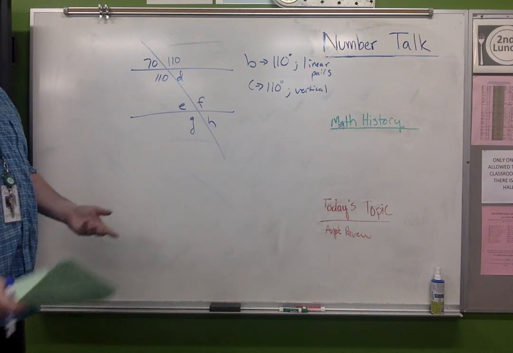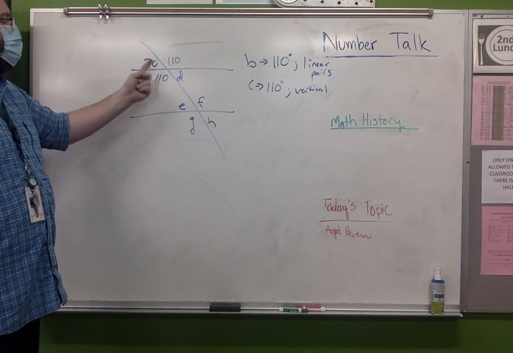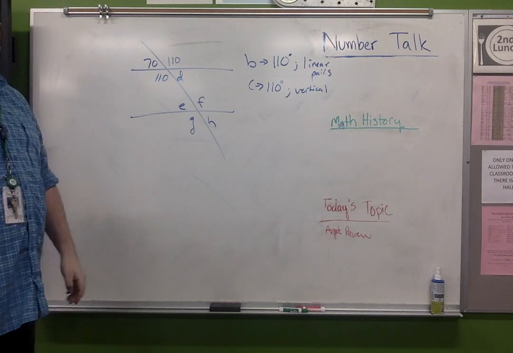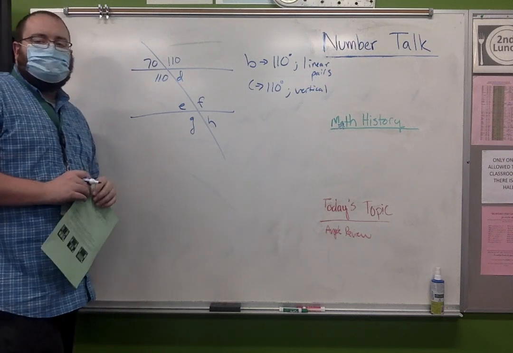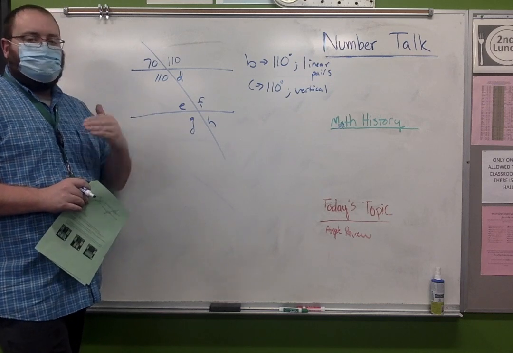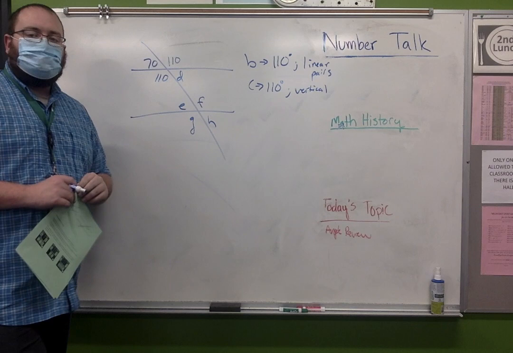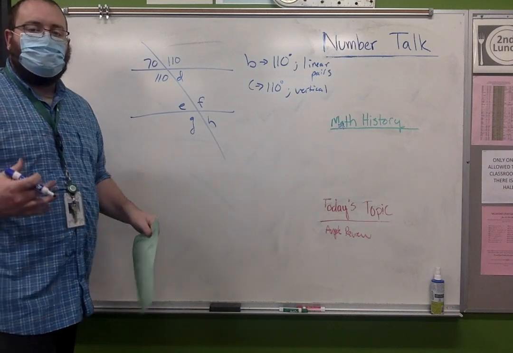Now, an answer I would also accept is linear pairs, because right here, 70 and angle C are on the same line. They're linear pairs. That's the nice thing about proofs, that it gives you freedom. It's not like PEMDAS with solving, where you have to do it in a hierarchy, in that order. Here, it doesn't matter the order. You get to decide. So it gives you a lot more freedom.